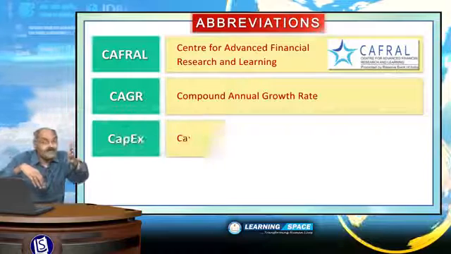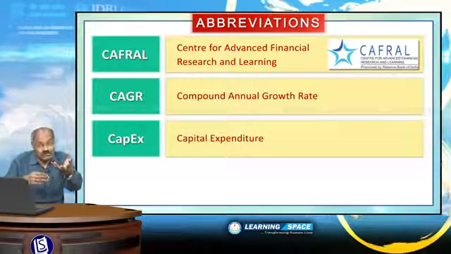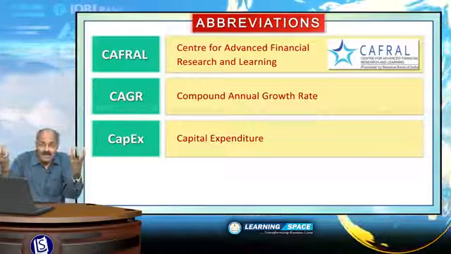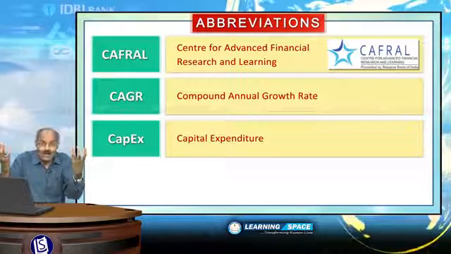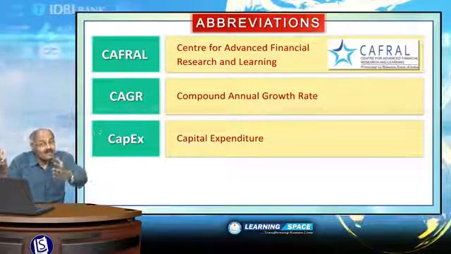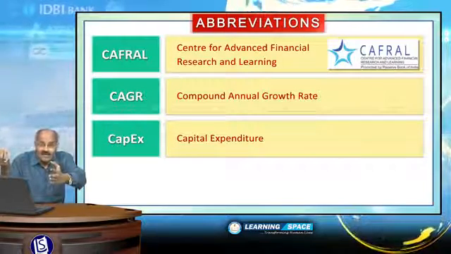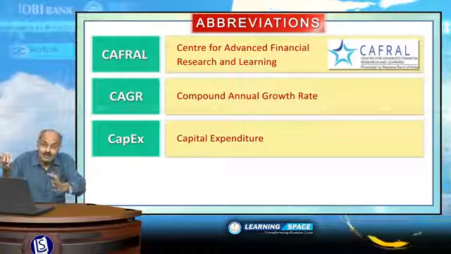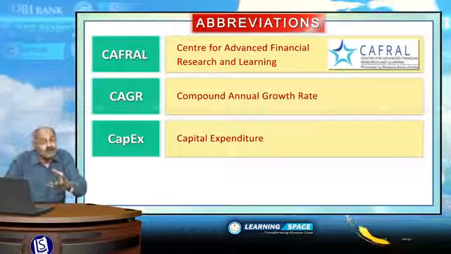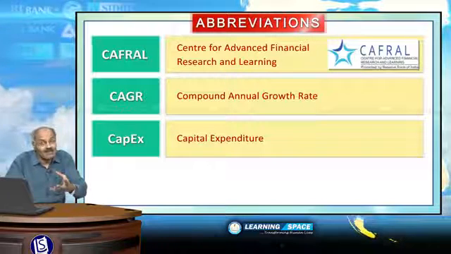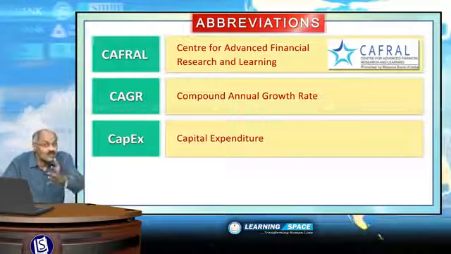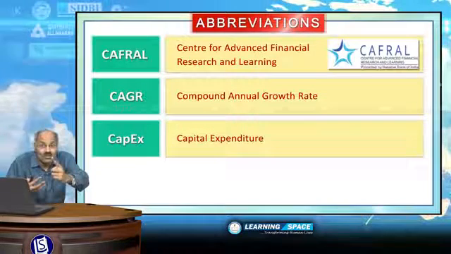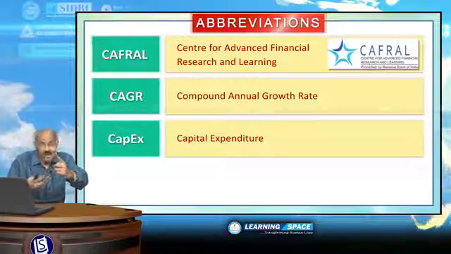CAPEX. CAPEX is capital expenditure. What is the difference between capital expenditure and revenue expenditure? Capital expenditure is basically for creation of assets. If you purchase some land, if you purchase some house, that is capital expenditure. If you are going to a 5-star hotel and eating something by spending 1000 rupees, that is revenue expenditure. So capital expenditure is basically for creation of assets, right?